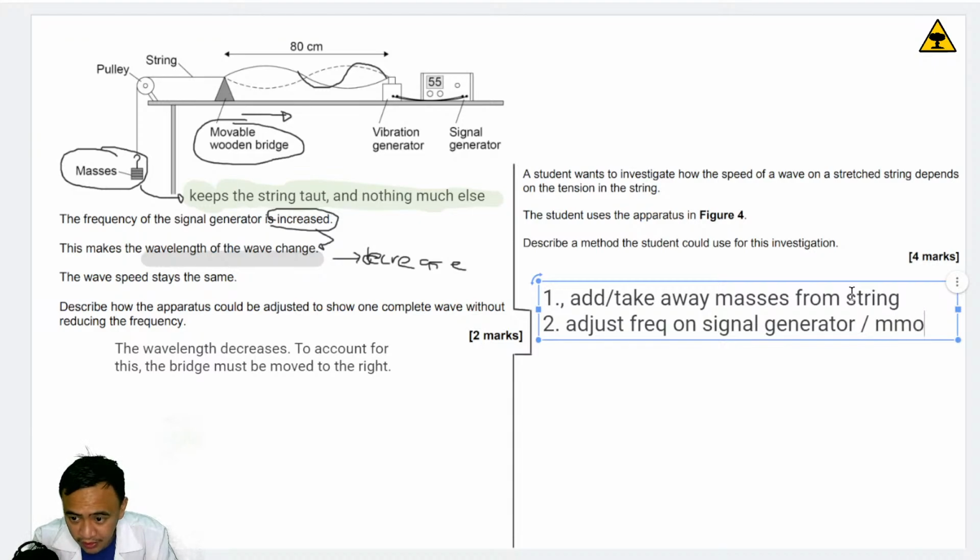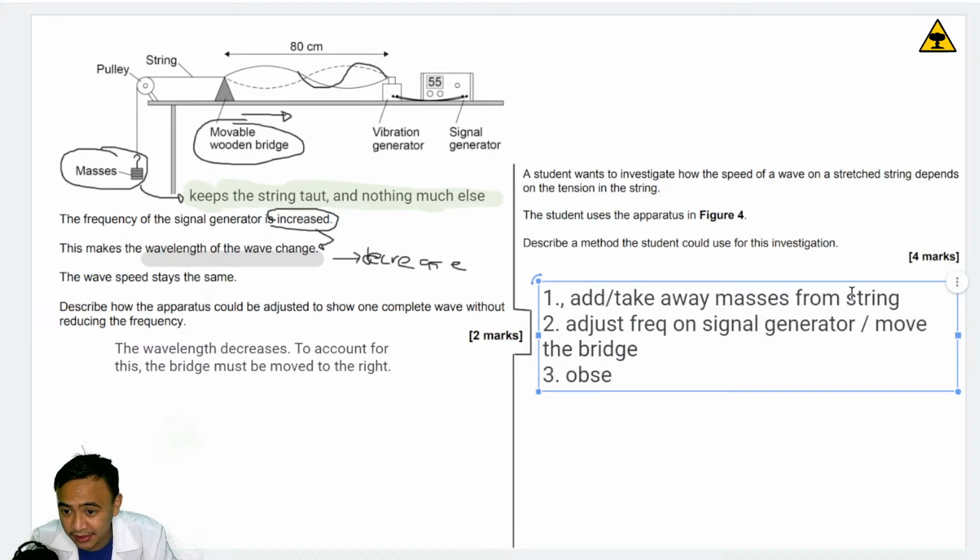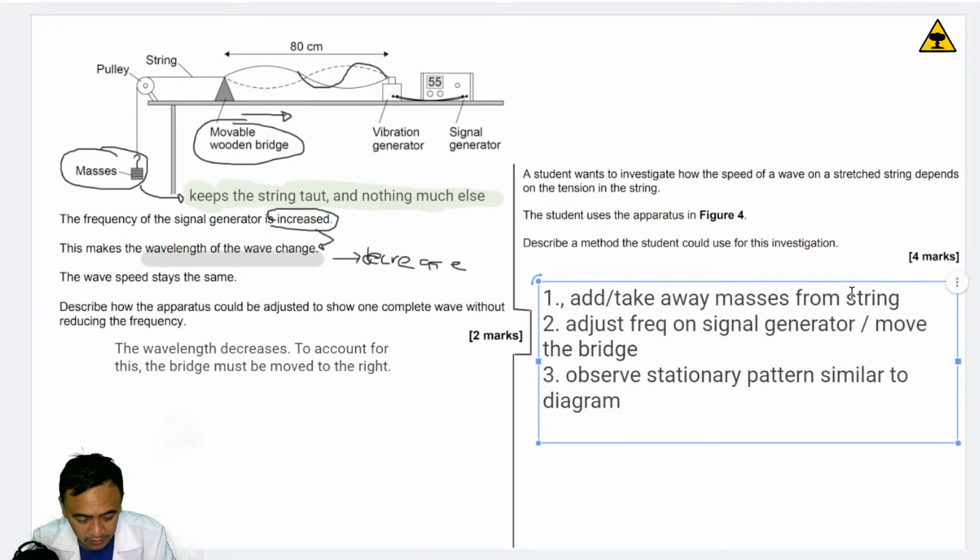Move the bridge. Observe a stationary pattern. Measure the wavelength. And then the last step is to calculate wave speed from the wavelength and frequency. Okay. Correct.